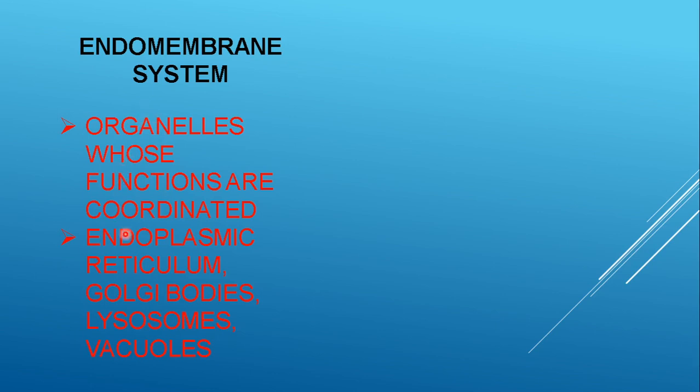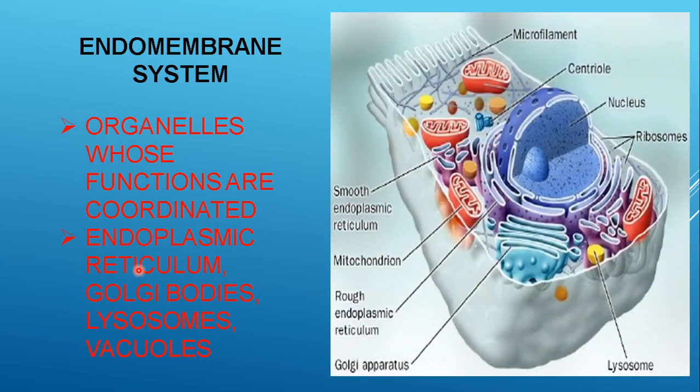It includes four cell organelles: endoplasmic reticulum, Golgi bodies, lysosomes, and vacuoles. So four organelles are included within the endomembrane system. We include them under the endomembrane system because their functions are coordinated. Now let us see a little more detail about it.